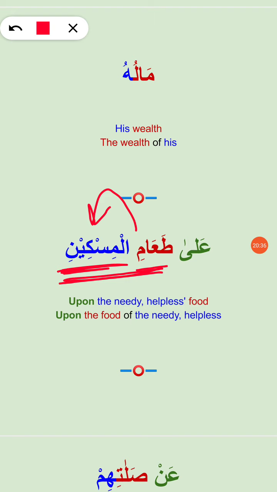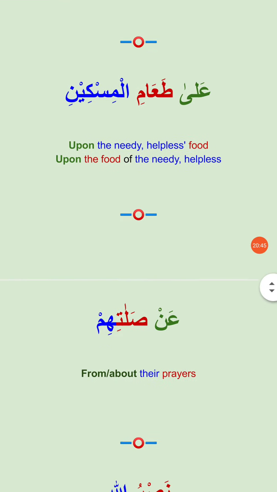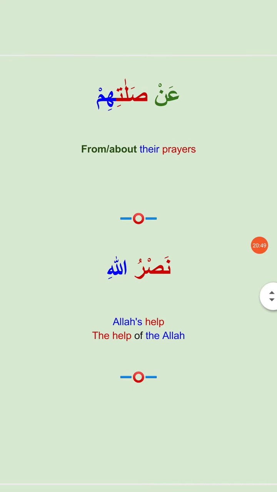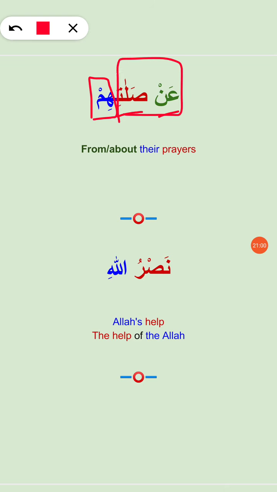Therefore I have translated it as singular. Ta'am, by the way, means food and not feeding. Next, an salatihim, from or about their prayers: salati, prayers, him, theirs. I hope you can now work this out: jar majroor fragment and then muzaf ilayh fragment. We're going to study those in the upcoming lessons, inshallah.